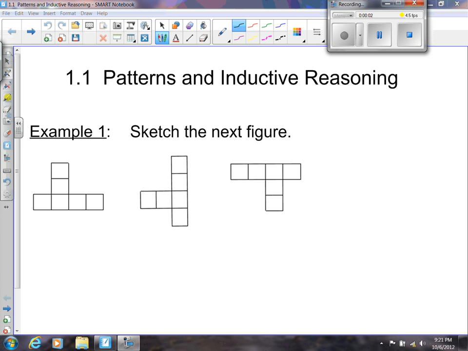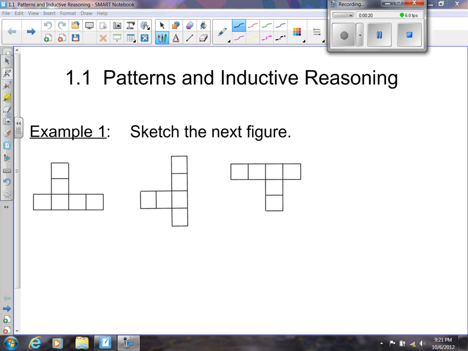All right, so section 1.1, patterns and inductive reasoning. So here's our attempt at a flipped classroom where you watch the video and then you do all your homework, all the problems, in class. And here's our first example.